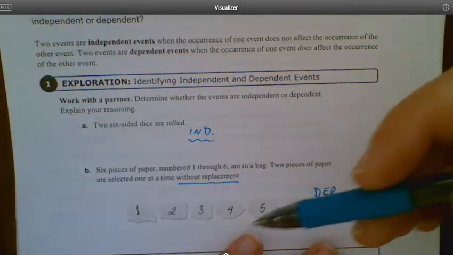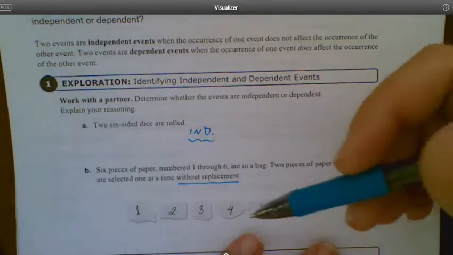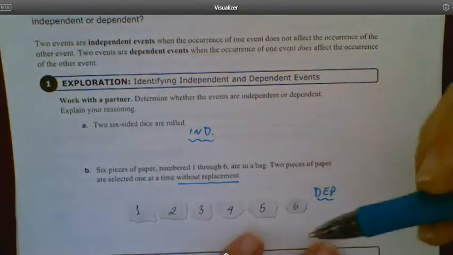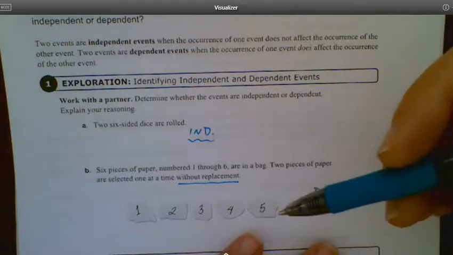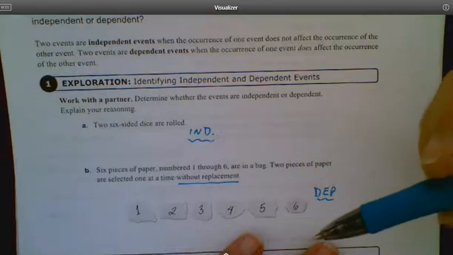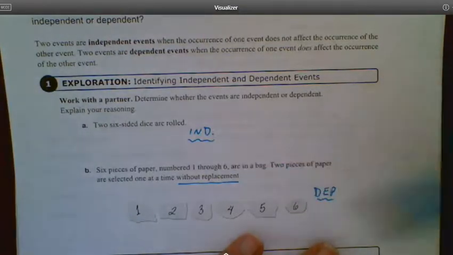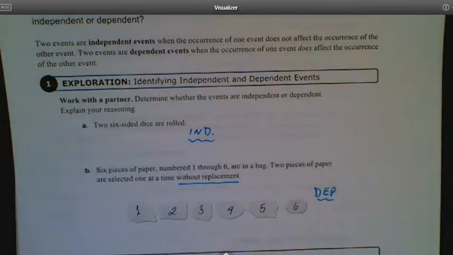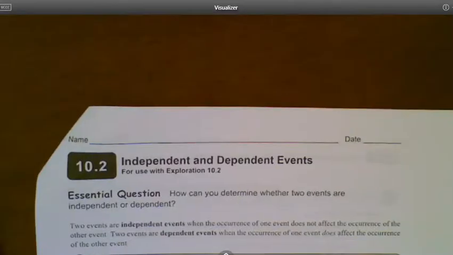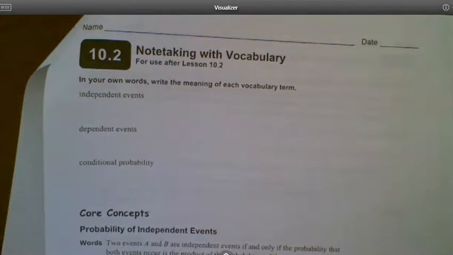Because if I take out a piece of paper and it has a 1 out of 6 chance of happening, well, if I put that paper back and then draw out another one, now there's still a 1 out of 6 chance of those things happening, right? And so if I do put the first one back, then they're independent, but without replacement, then they are dependent events. So we're going to jump ahead here to page 290. So take a look at that page right there.